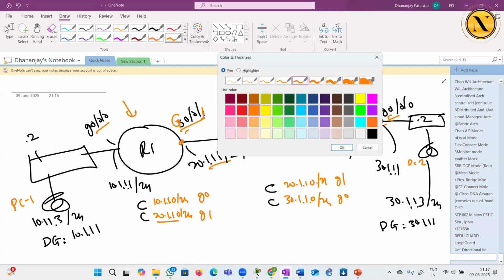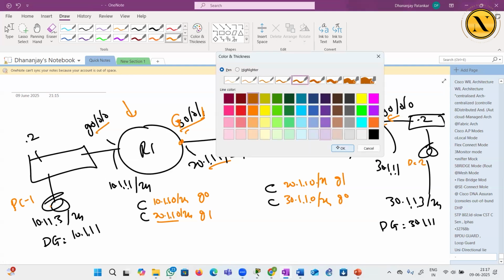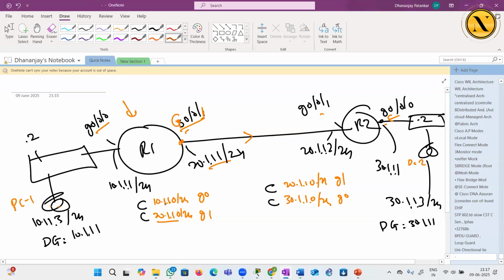Because if this PC tries to ping this PC on the right, 30.1.1.3, right? So the source will be the packet that comes out from this PC. Source will be what?